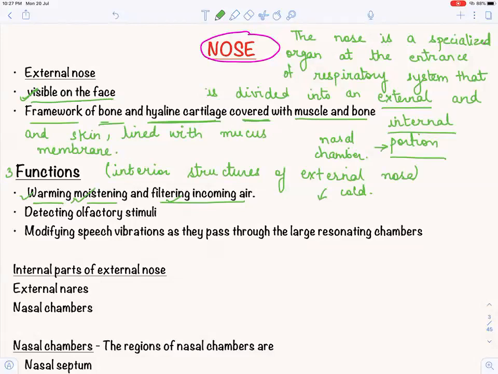We can also smell, right? In UKG and prep, we study smell as a function of the nose. Now we are big students, so what do we say? Detecting olfactory stimuli. If you close your nose and try to speak, a different kind of sound comes, right? Even singers use this. It also helps in modifying speech vibrations as they pass through the large resonating chambers.